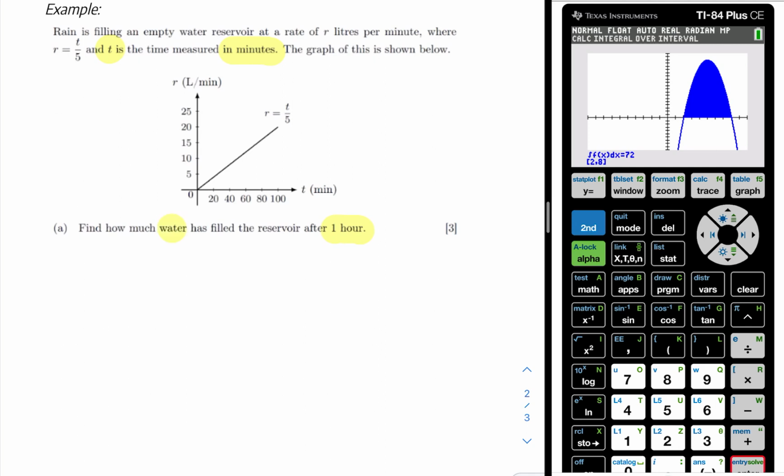Okay, if we're looking for how much water and we're given what the rate is, our y value is liters per minute, and I want to know what is happening for 1 hour, which is 60 minutes. So what we are going to do is look at 60 minutes. And at this point, if I find what the y value is, this is just going to be the rate of the water. But if I want to know how much water was filled in 1 hour, that's actually going to be the area under the curve, right?